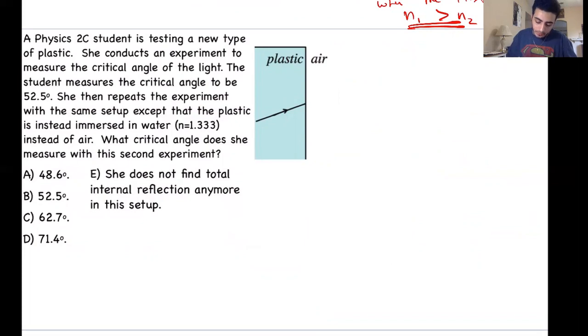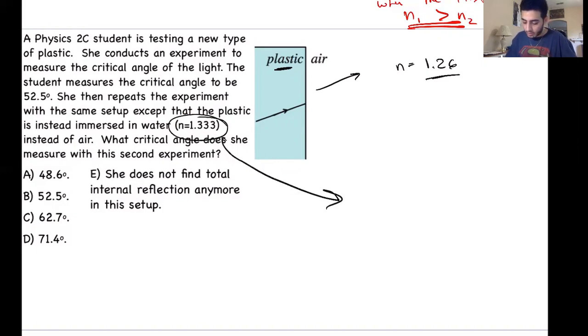Let's read this together. So a student conducts an experiment to measure the critical angle. The student measures the critical angle to be 52.5 degrees. She then repeats the experiment in a different medium. Okay, so the first thing you need to do is find the index of refraction of this plastic. And I think when I did this, it was around 1.26, something like that. Don't quote me on that. Now we know that this new medium, the second experiment, this second medium is 1.33.